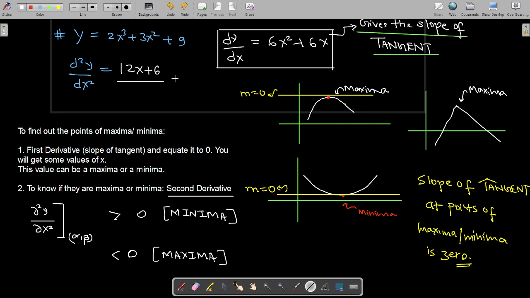Is that what's written? To know if they're maximum or minima, you have to find the second derivative. First of all, find out the points. It's -1 and 0. Minus 1 and 0, yeah. You can also find out the coordinates, alpha comma beta.